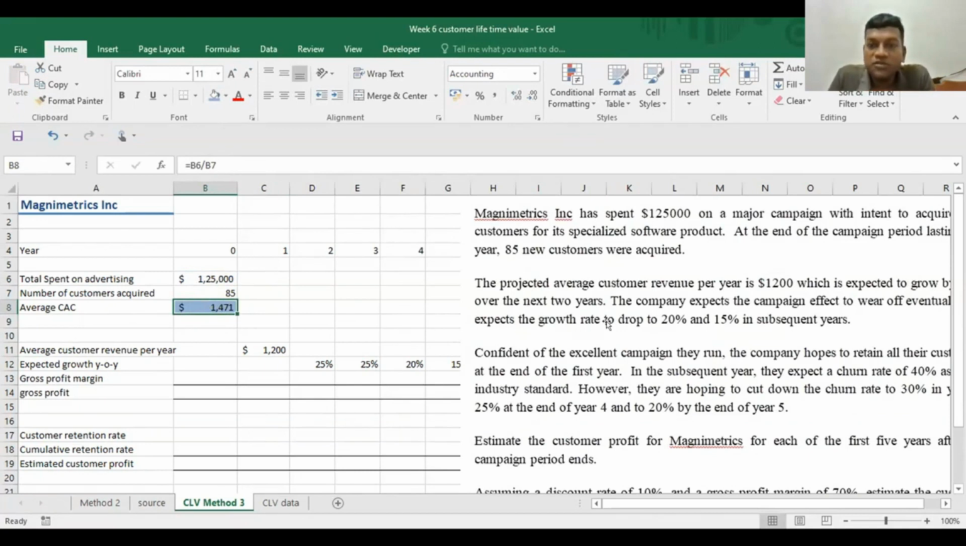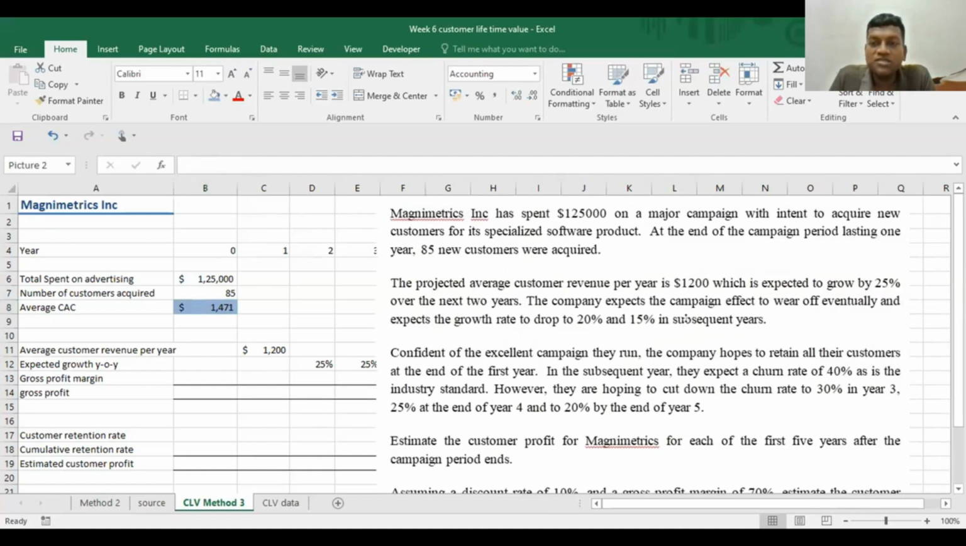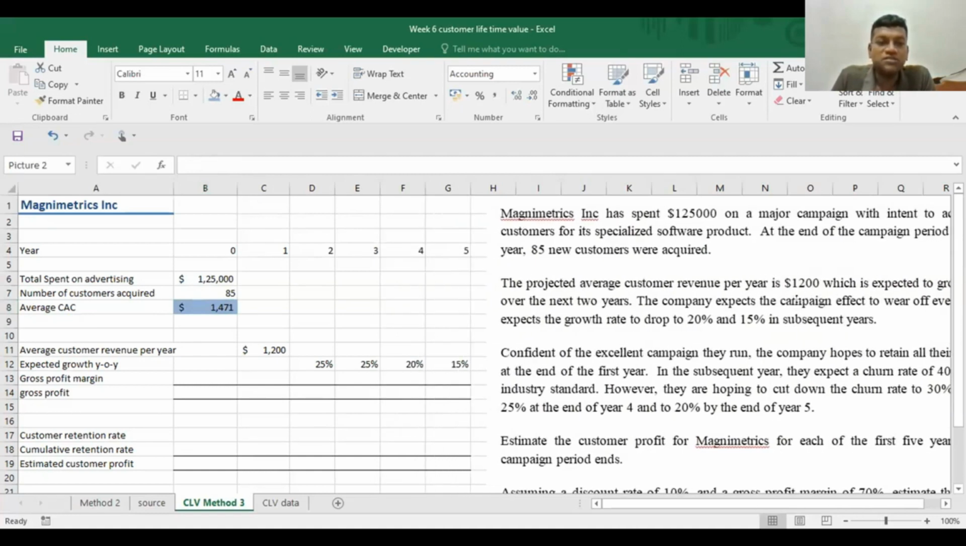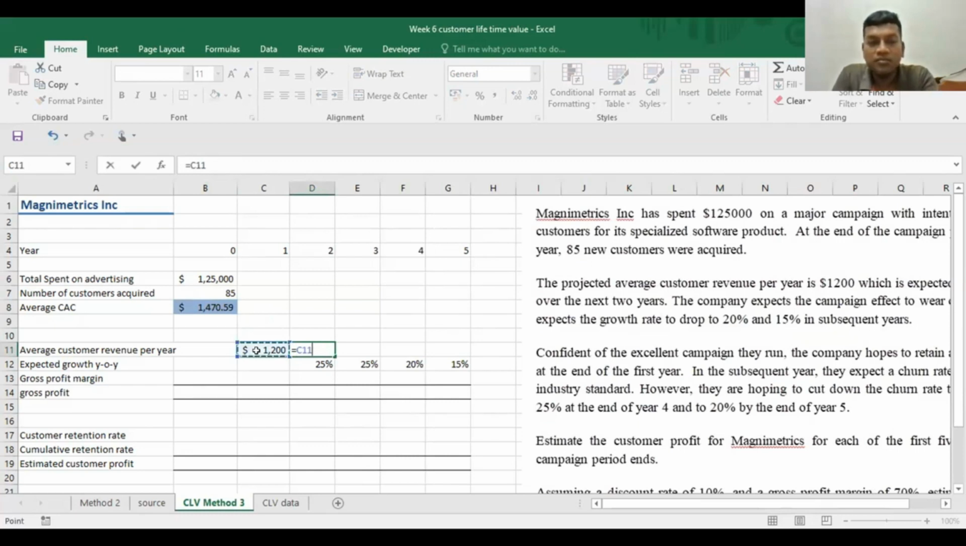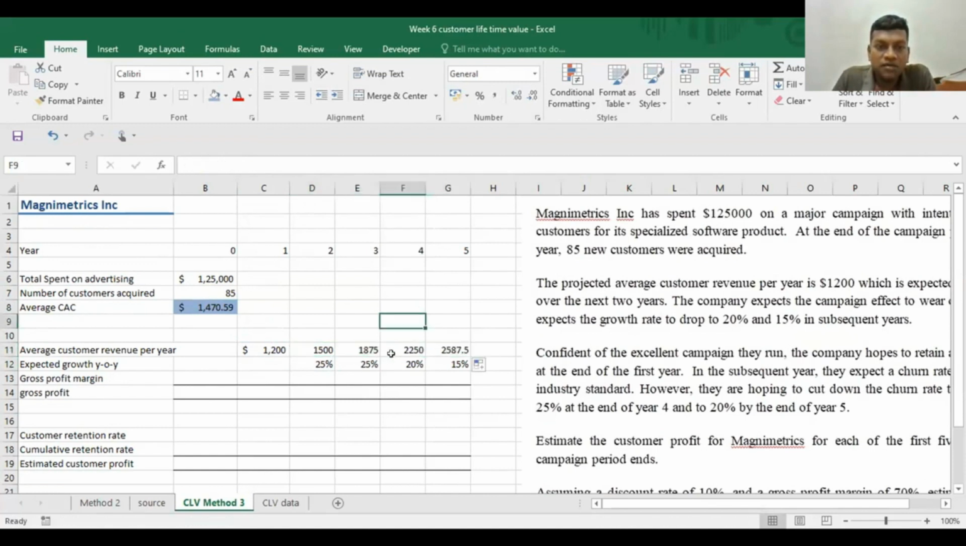Now, the revenue is 1,200, which is expected to grow by 25% over the next 2 years. So this grows at 25%. Let us say how much that amount is going to be. That is this multiplied by 1 plus the rate. And I can simply drag the formula, magic of Excel. Just check whether the formula is fine. Yes, it is picking up the right values. Let me also format it the right way.